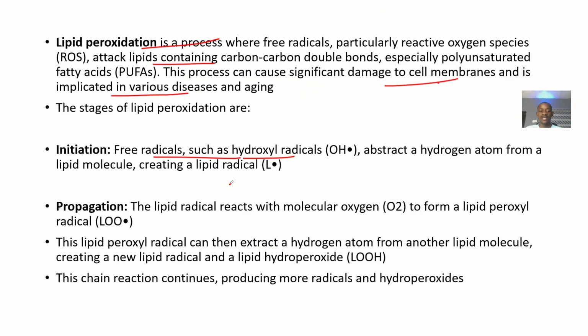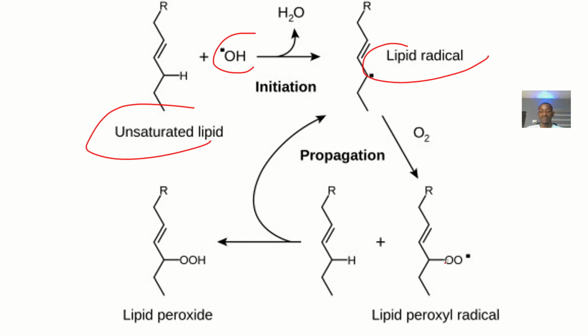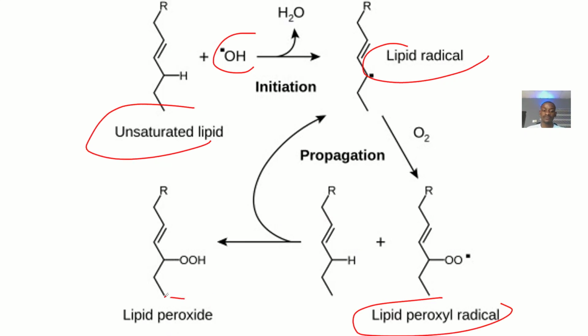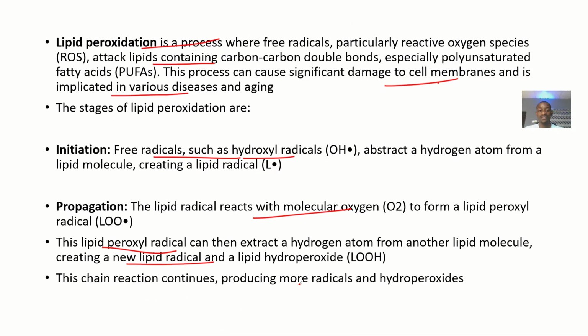Let's move now to propagation. The lipid radical can react with molecular oxygen to form a lipid peroxyl radical. Once you know how to draw those things, you basically follow me up. The lipid peroxyl radical can then extract a hydrogen atom from another lipid molecule, creating a new lipid radical and a lipid hydroperoxide. See it there. This chain reaction continues, producing more radicals and hydroperoxide.